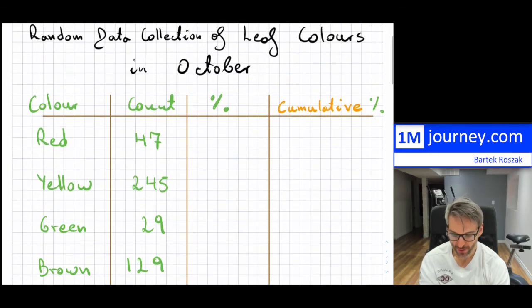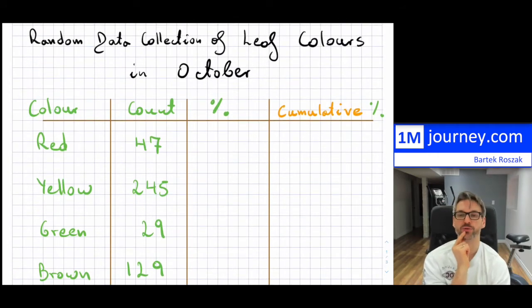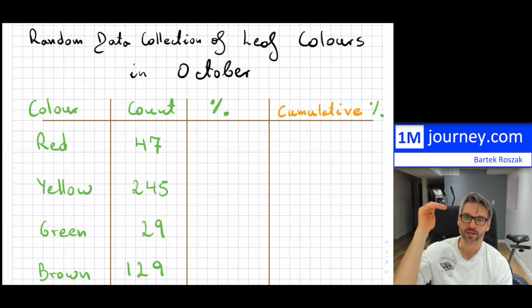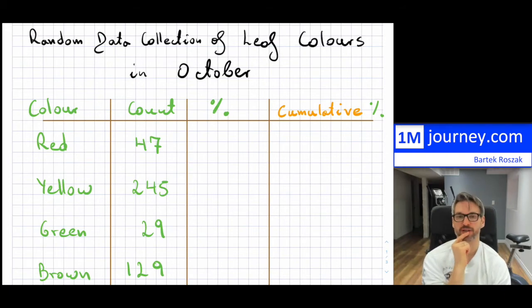When you're creating a Pareto chart, the first thing we need to do is create the percents for each particular data point: red, yellow, green, and brown. So I need to know the percents. The other thing we need to do for Pareto charts, unlike for bar graphs, is order them from largest to smallest. So before I start filling out this chart, I'm going to rearrange it so that it is from largest to smallest. I'll do that in fast forward mode.